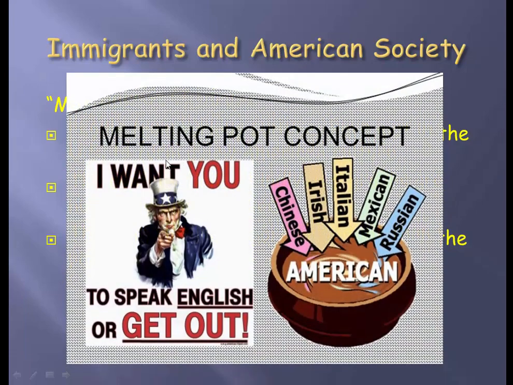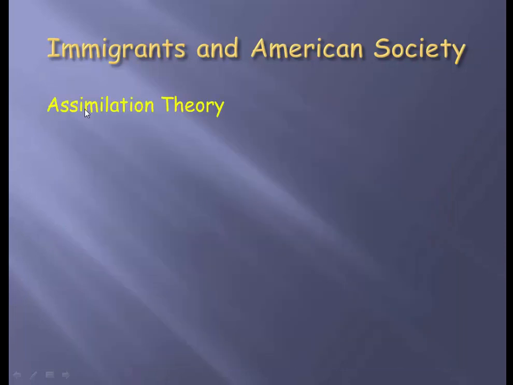And the easy way to remember the melting pot theory would be the soup. If you put all the vegetables in a soup and you boil the heck out of it, it's just going to become one broth, one American broth. So you see my little diagram there. You can check that out. Chinese, Irish, Italian. They're all going to come together to become American.